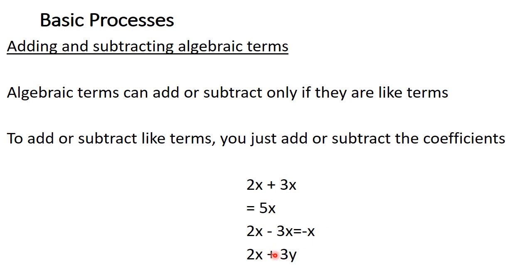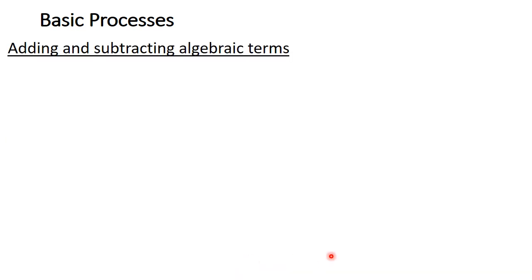The other one is, of course, 2x plus 3y. Can we add these? If we look here, this is a variable x and this is a variable y. These are different variables. We cannot add them. Just because these are not like terms, they have different variables, addition or subtraction cannot be applied. So you just leave them like this.